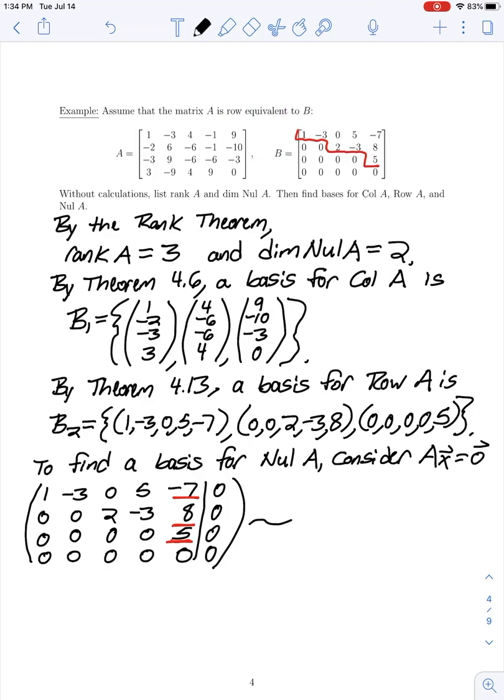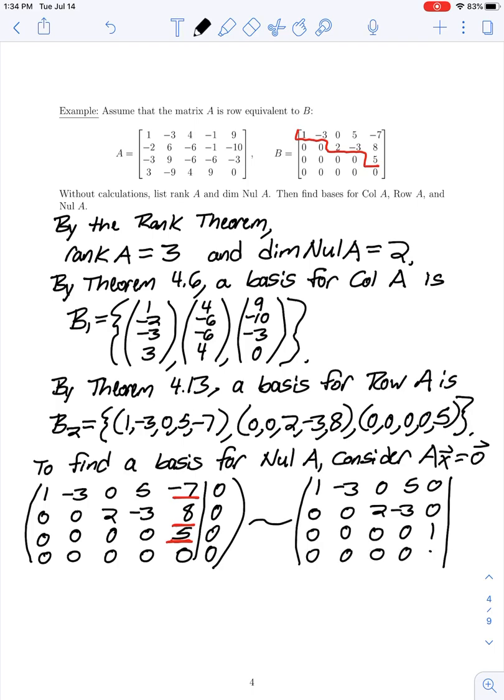So this would be row equivalent to the matrix 1, -3, 0, 5, 0. Second row, 0, 0, 2, -3, 0. My third row would be 0, 0, 0, 0, 1, and then I still have my last row consisting of all zeros. And since this was a homogeneous system, our vector on the right-hand side is still the 0 vector.